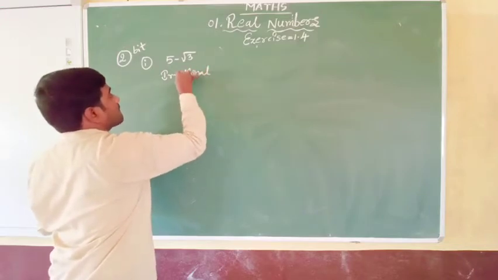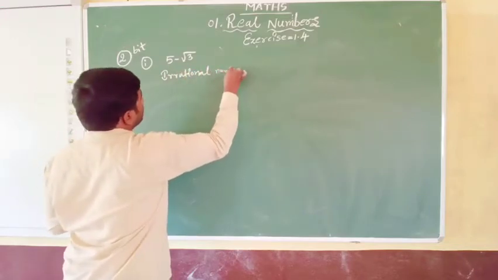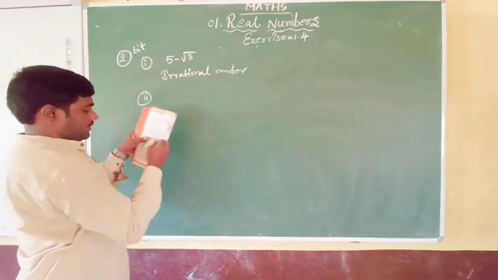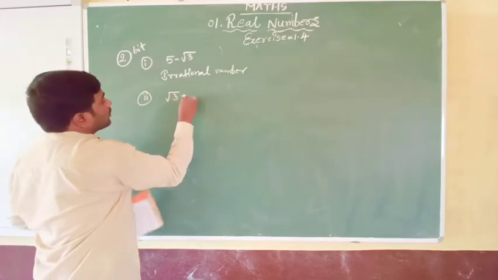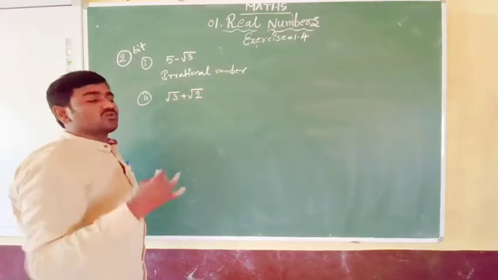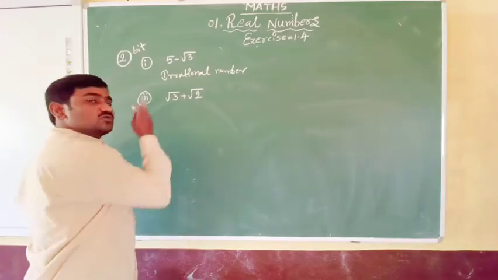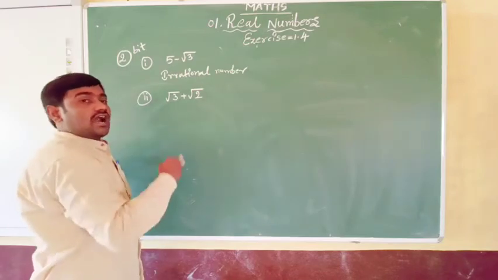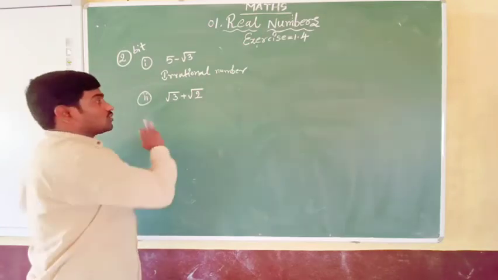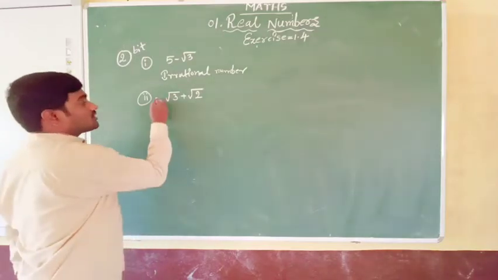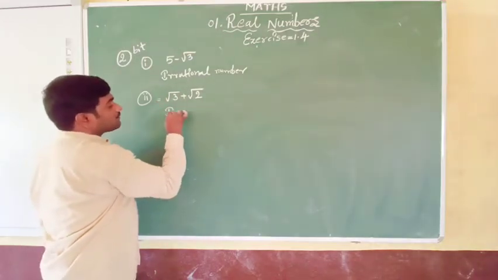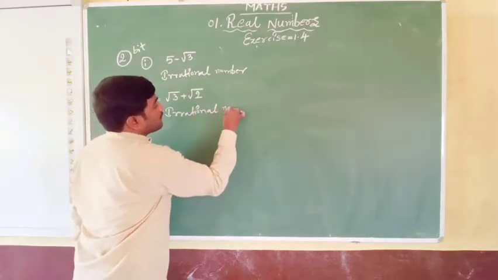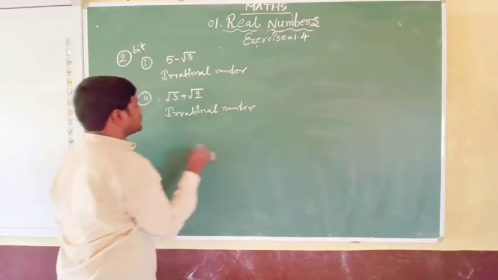Irrational number. Then the second one, root 3 plus root 2. Root 3 plus root 2, it's not root 5. You cannot add here because root 3 has a different value and root 2 is a different value. Moreover, root 3 is irrational and root 2 is also an irrational number. So the two irrational numbers cannot be added. So the sum here also will give us an irrational number.